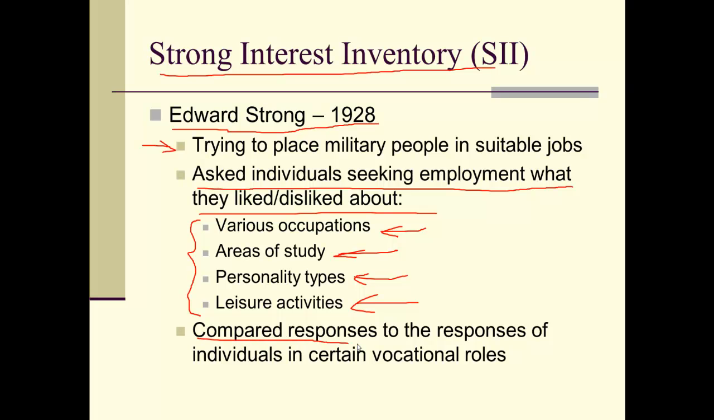Then it compared responses to the responses of individuals in certain vocational roles, and so they tested people in all kinds of occupations to see what their answers were in those particular areas, and they matched up the test takers' answers with the answers from people who are already there in an occupation, and tried to see, to a degree, if they would fit in that particular occupation.